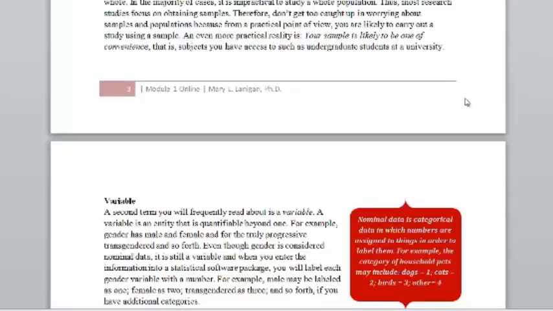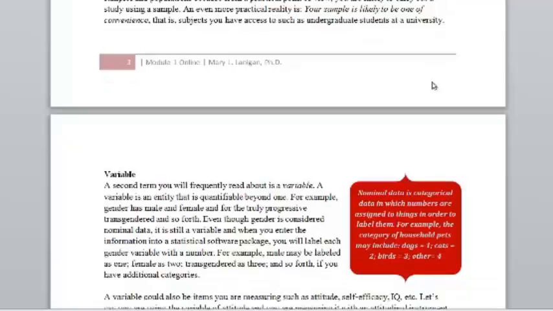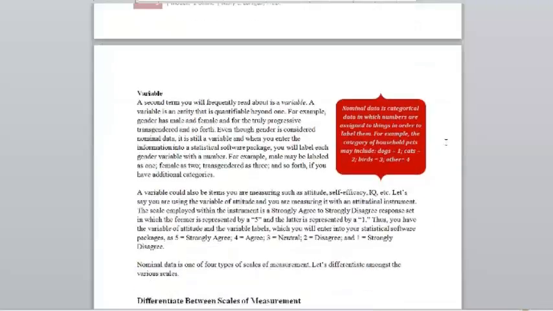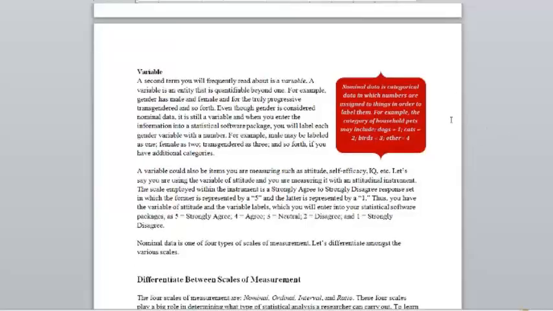Oftentimes, researchers use a very practical approach in the sense that their sample is likely to be one of convenience. What that simply means is that they have access to subjects that they could use as their sample, and often it's undergraduate students at universities. So that is something to be aware of when you're looking at research studies: look at what kind of sample the researcher used, because in some cases, that could be a limitation of their study.